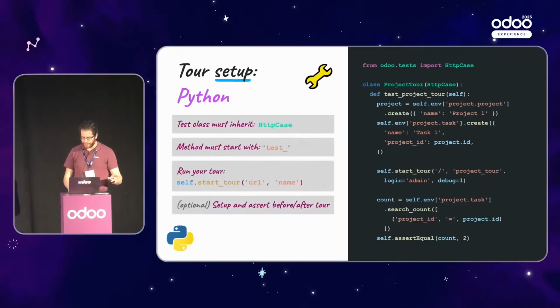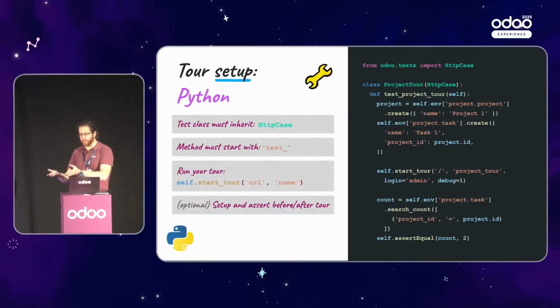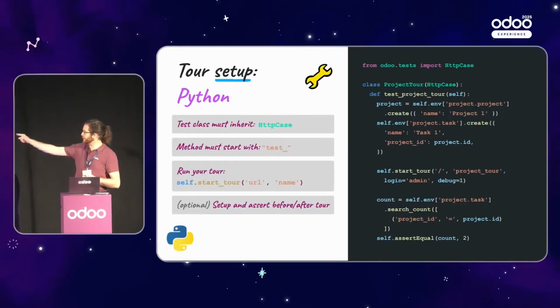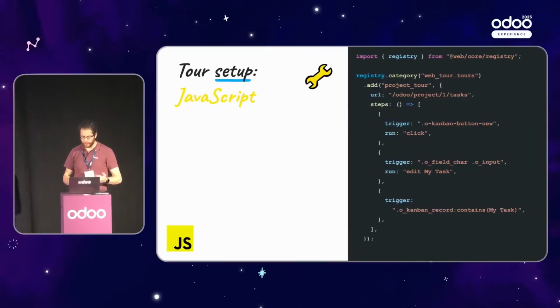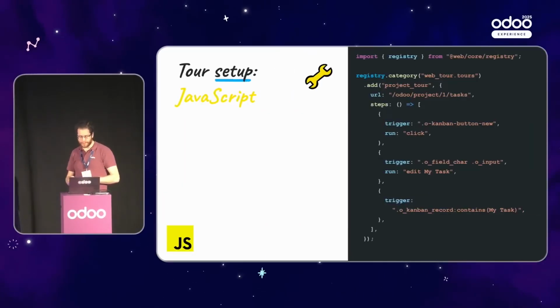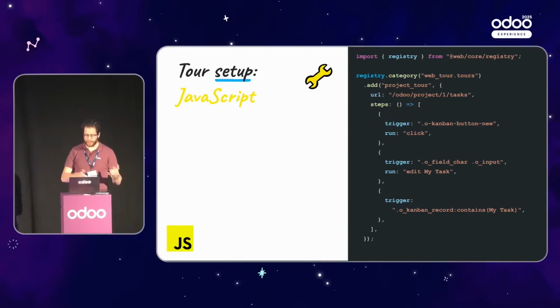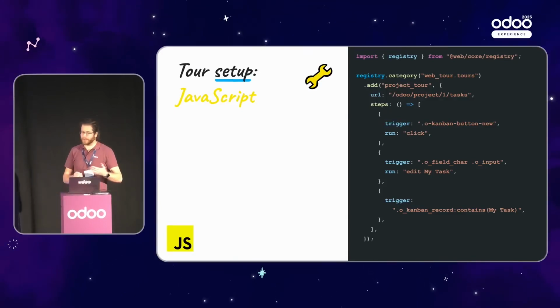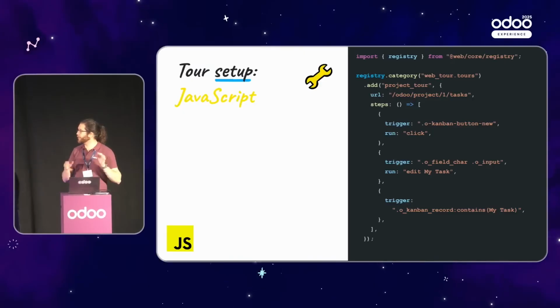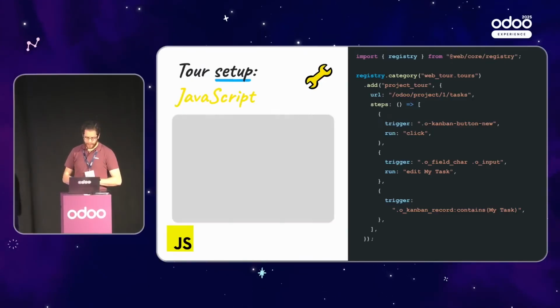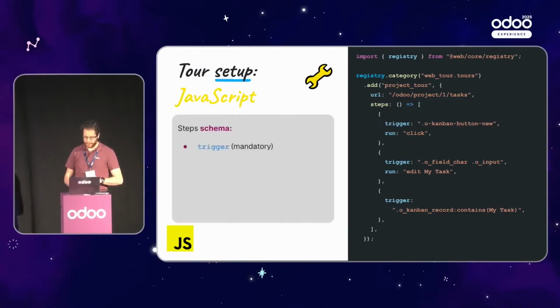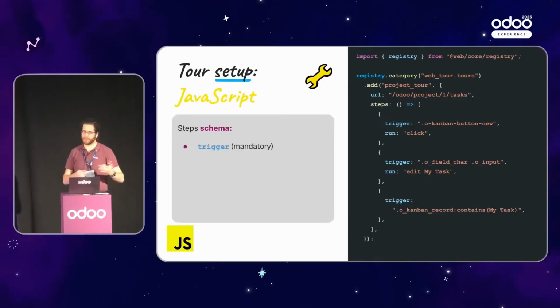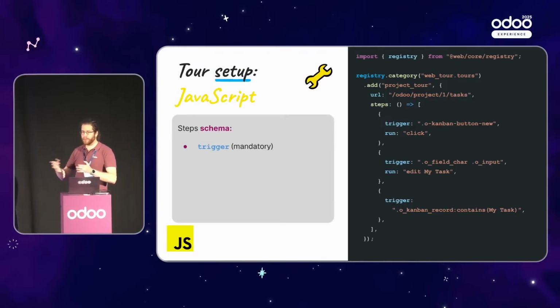Then this is for writing the test that will run the tour, but now you have to create the tour itself. So in this case, you have project tour. I will write it as well in JavaScript by adding it to a registry and then specifying the list of steps. This list of steps is just a list of objects, and these objects have only one mandatory key, which is trigger. And trigger is a selector, it's a string, that will match something in the document. And the tour will only progress as long as it finds every trigger for a step.